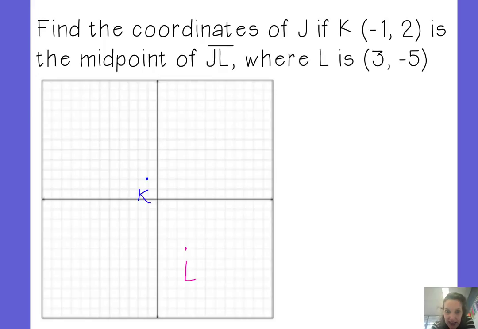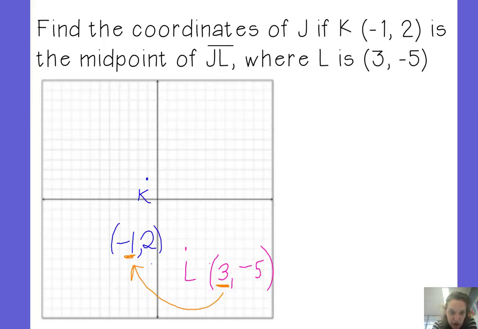So L is at 3, -5, and K is at -1, 2. So you don't actually have to have graph paper to do this. You can do this with just like a sketch. So I'm going from X is 3 to X is -1. So that means I am going to the left 4 points. So if I'm going to the left 4 spaces, I'm subtracting 4 from my X coordinate to get from L to the midpoint. So that means that to get from K to J, I'm also going to subtract 4 from my X coordinate. I'm going 4 units to the left in order to get from K to endpoint J.